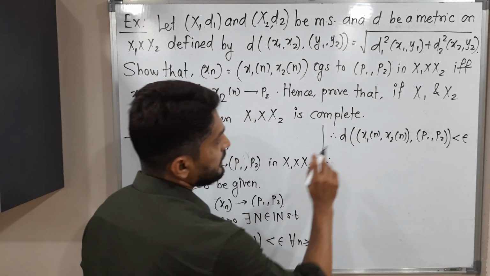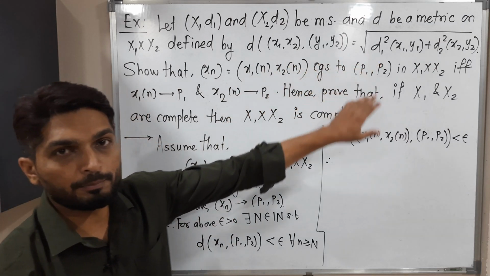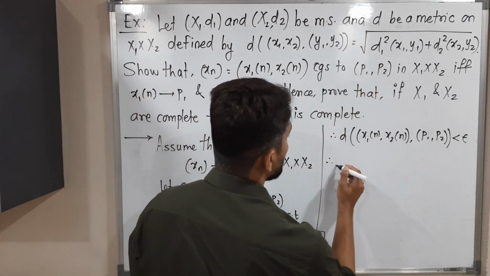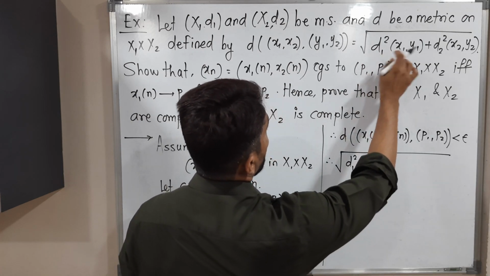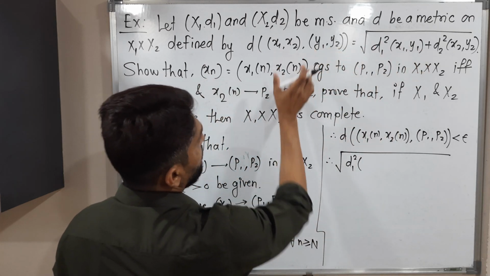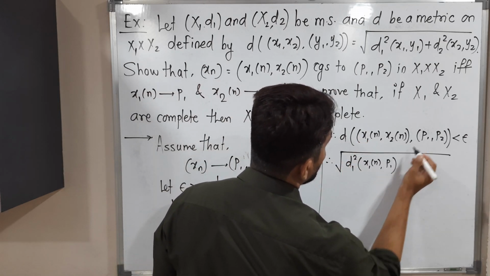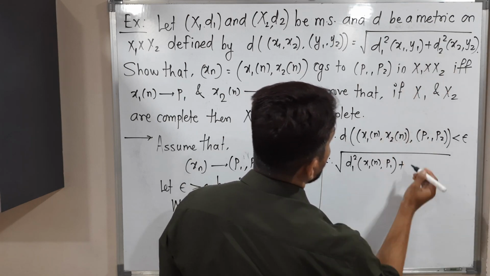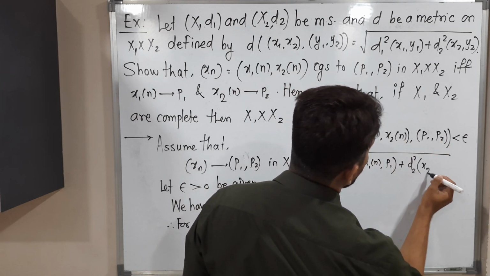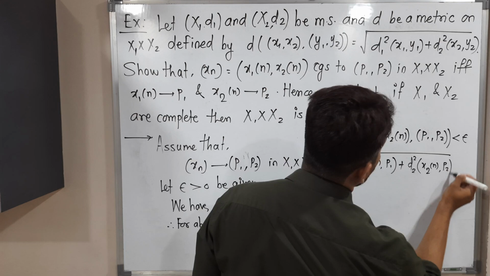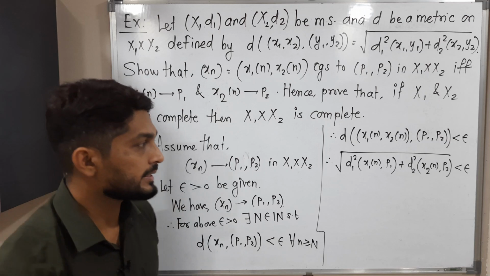After that, we have to apply the definition of D. What is the definition of D? This one, so let me use this definition here. The definition says we should have a square root of d1 squared, where d1 is operated on elements of the first component, so here we have x1n and p1, plus d2 squared, where d2 is operated on elements of the second component, that means x2n comma p2, less than epsilon. To remove the square root, I will take the square of both sides. Let us see what will happen.